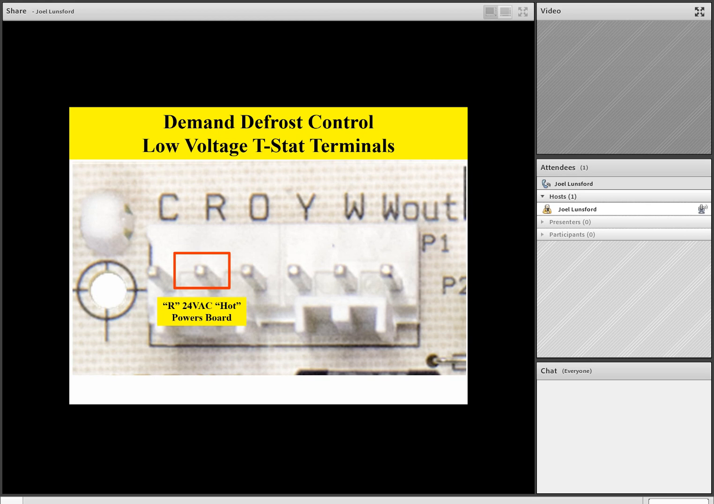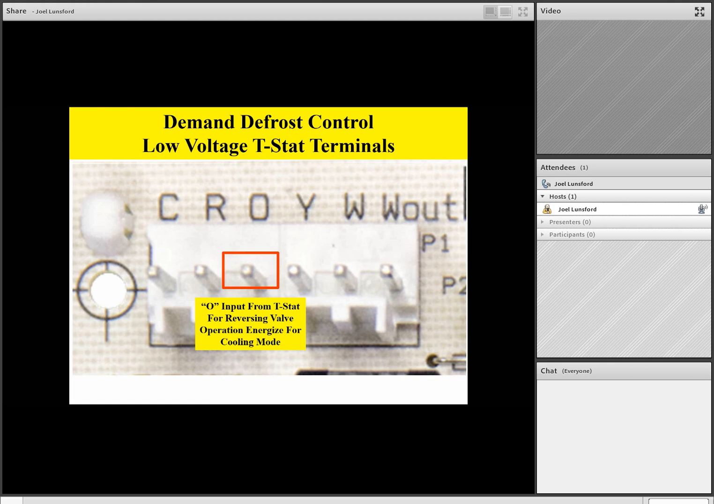O terminal, or that orange wire, that's going to be an orange pigtail, is our input from the thermostat for reversing valve operation. Now remember, team, on a heat pump thermostat, we energize the O terminal on our Champion equipment. We energize the O terminal, or the orange wire outside, for reversing valve operation in the cooling mode of operation.